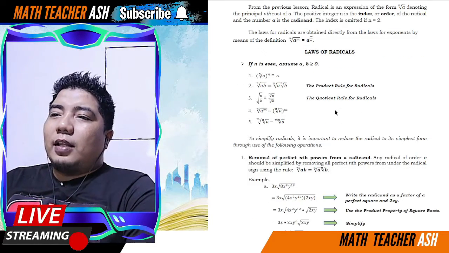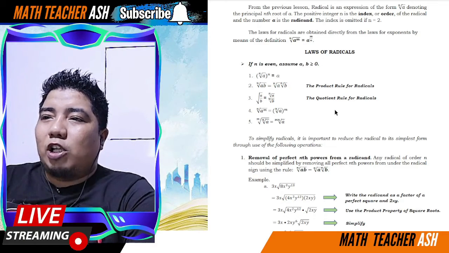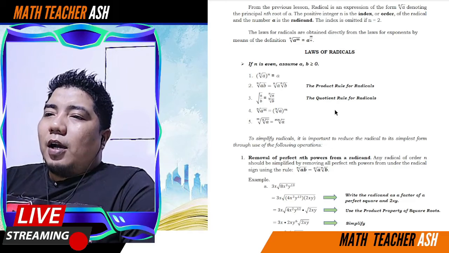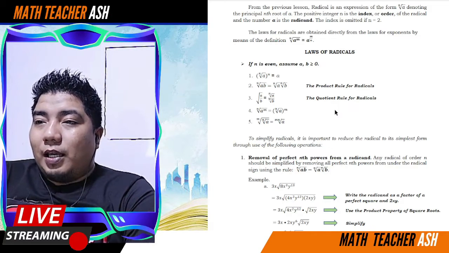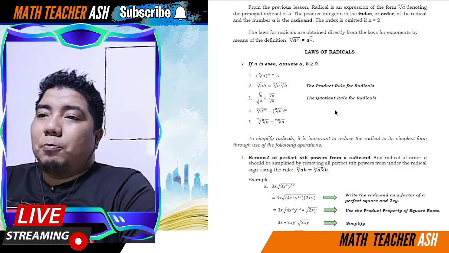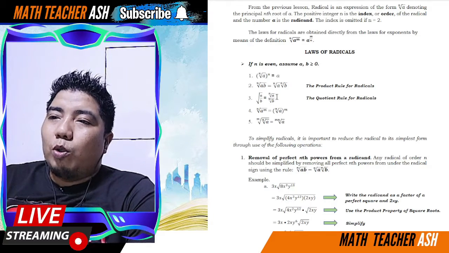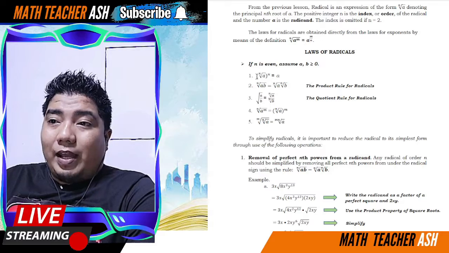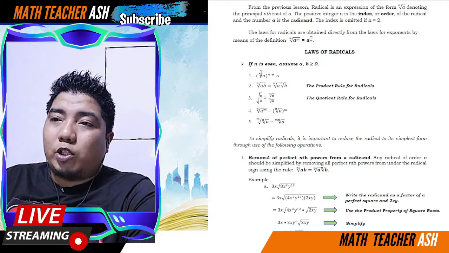So now, let us go to the laws of radicals. If n is even, ibig sabihin yung index, assuming that a or b is greater than or equal to 0, so ito yung mga rules natin. The nth root of a to the power of n is just equal to a. So pwede mong i-cancel ito.